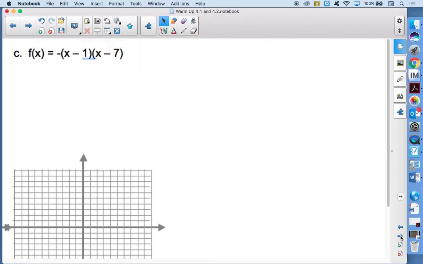Does this one get wide or narrow, Brady? No, because there's just a 1 there. So this is just a standard parabola. The parabola just goes down because really the one number in front of the parentheses is just a 1.